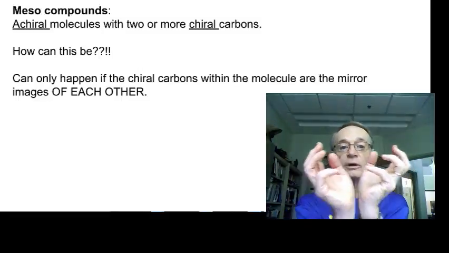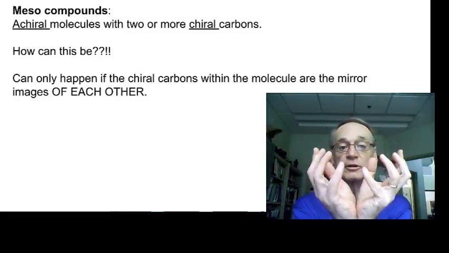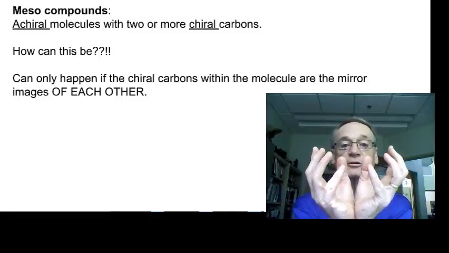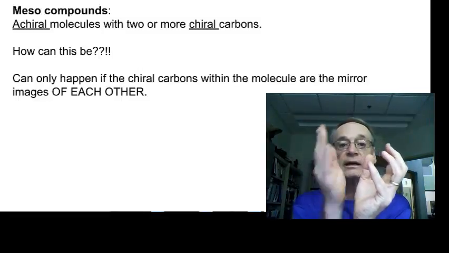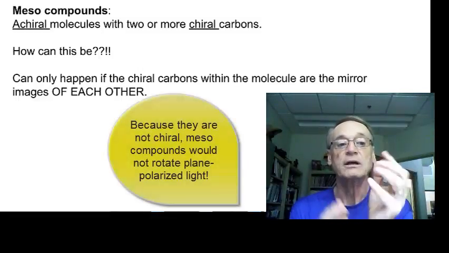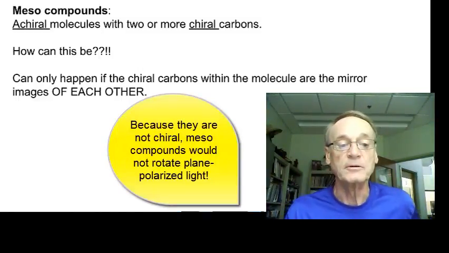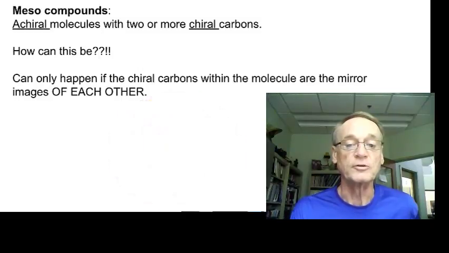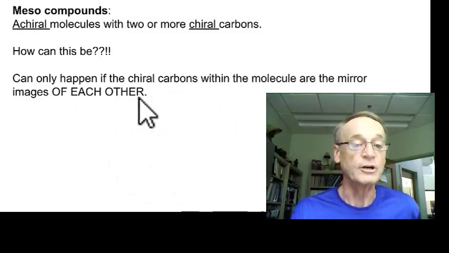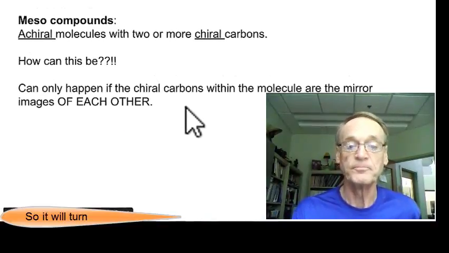So it's like two hands in the same molecule. Both of them clearly are chiral, but if they're mirror images of each other, then the whole thing has a plane of symmetry and therefore is not chiral. That's the idea of a meso compound. So, like I said, this can only happen if the chiral carbons within the molecule are the mirror images of each other. So there's a plane of symmetry.